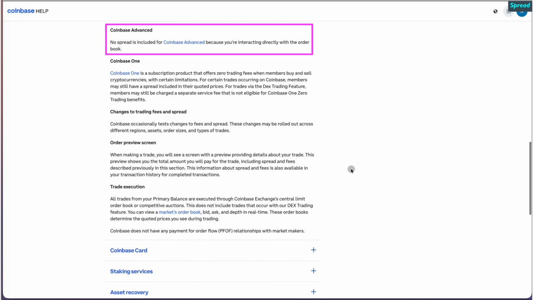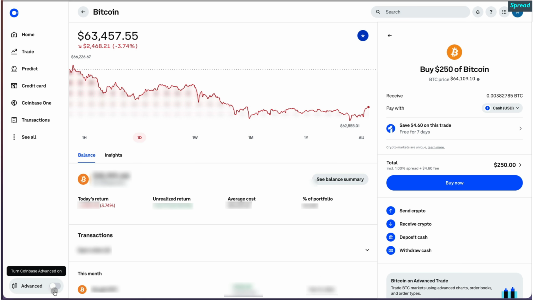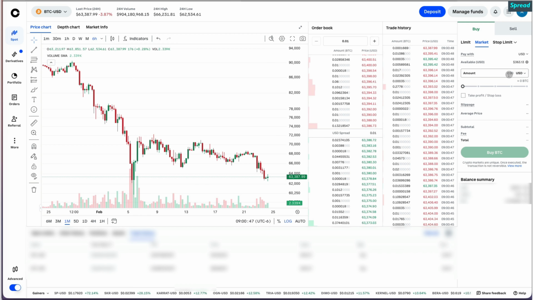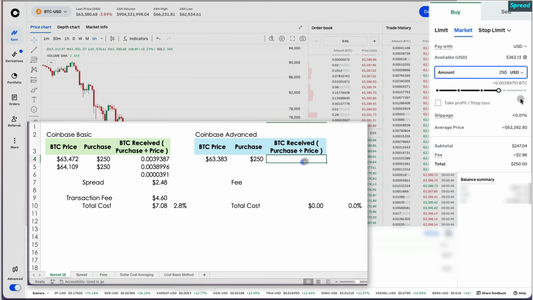Now notice here that under Coinbase Advanced, it states that there is no spread fee. Let me go back and try the same $250 transaction using Coinbase Advanced now. Here, the total fee shown is about $2.96. This is an estimate since I did not complete the trade.